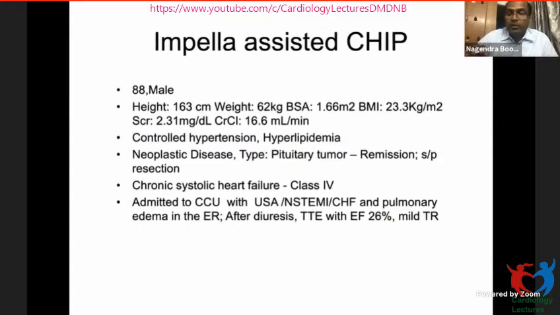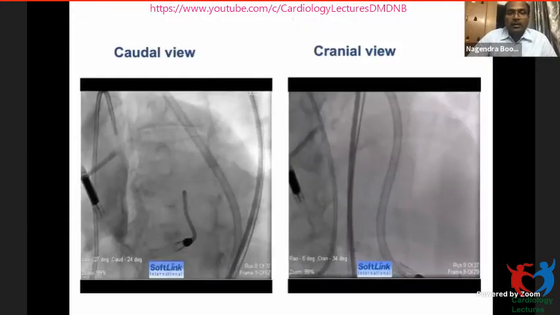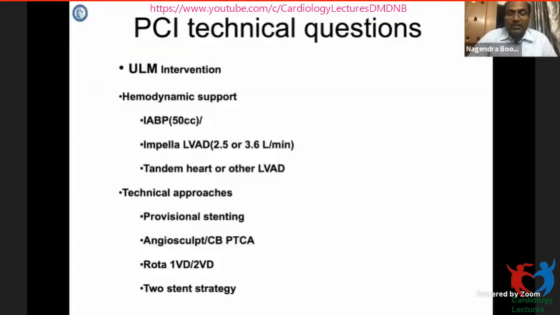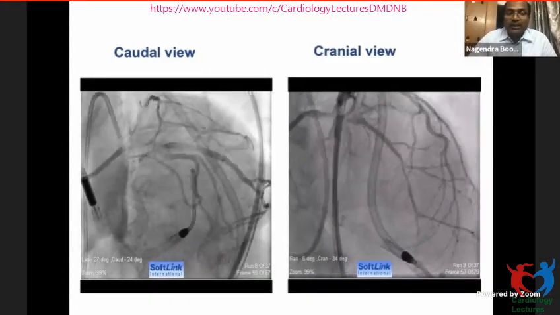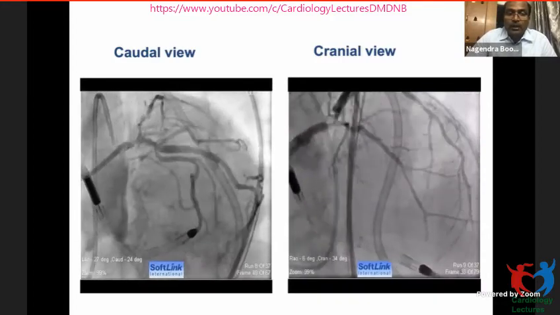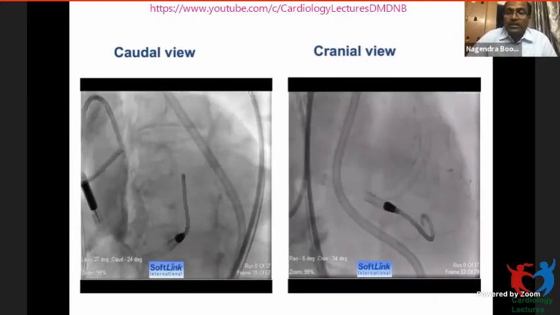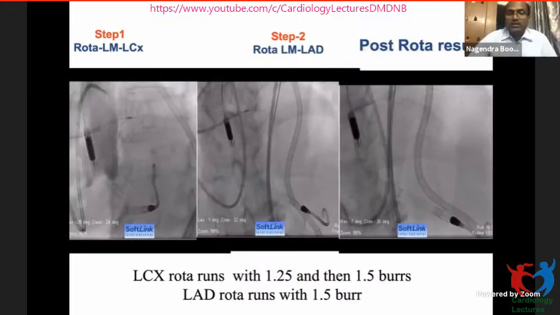So with this, I would like to show a couple of cases. Maybe I will go with this last case. This is a left main case. This is a complex left main intervention. This is an 88-year-old patient with a critical left main 1-1-1 lesion. It was done with Impella support with rotablation. A 1.75 burr was utilized for LAD and 1.5 was utilized for circumflex.